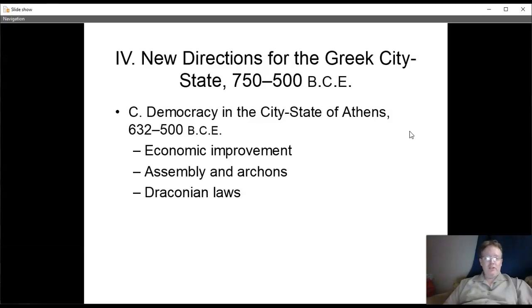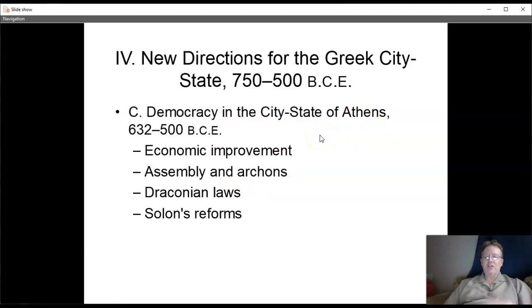One of the other common reasons for slavery in world history is debt. You can't pay your bills. Today, you get a bad FICO score. Back then, you become a slave. Eventually, they put another archon in charge named Solon. Solon comes along and he changes everything. He does a lot of changes.